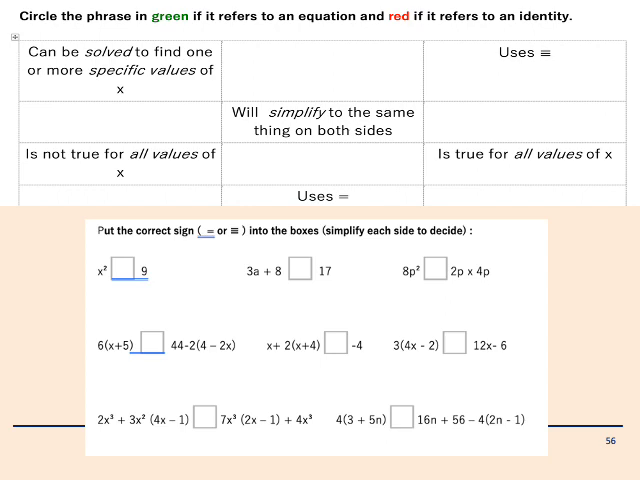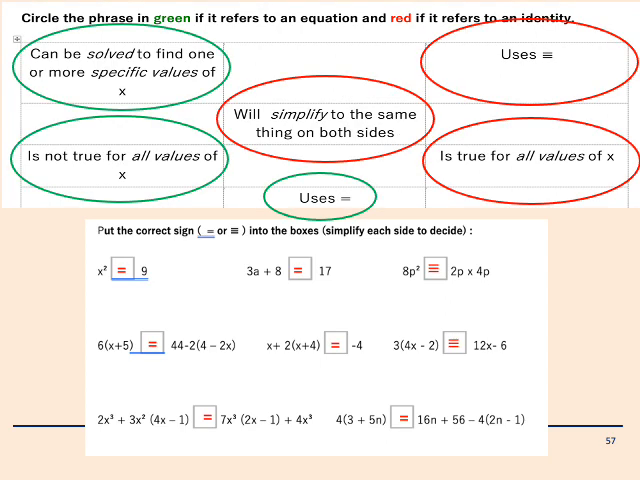Okay, so let's have a look at the answers. So again, as you can see, the green ones, so if it refers to an equation, it can be solved to find one or more specific values of x, but not all. An identity is true for all values of x. I've circled that in red. It uses the identity symbol and it will simplify to the same thing on both sides. And then that's what you're going to have to do down here. Discover, can you simplify them to get the same on both sides? These two here are the only ones that came out as an identity.